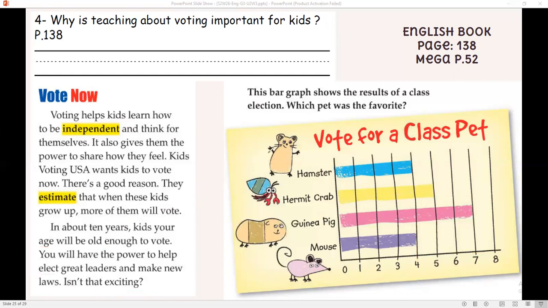Now let's move on to the question. Why is teaching about voting important for kids? You should be able to answer this question. It's because it's important to teach kids about voting so more will vote when they grow up.